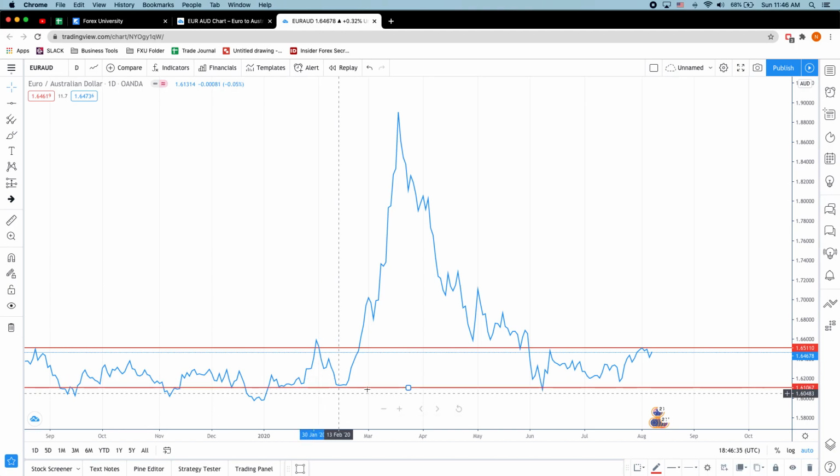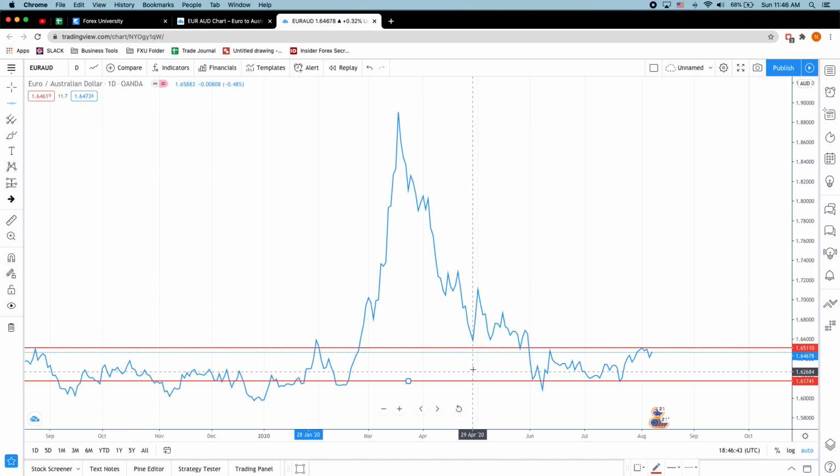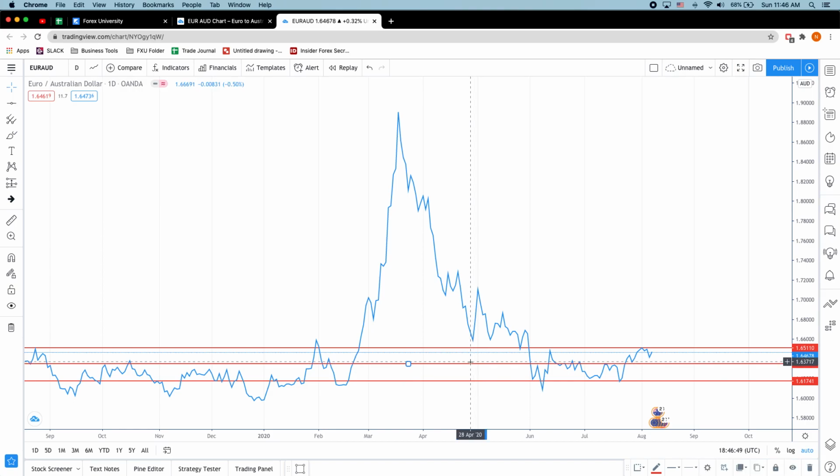So now I have a couple of bottoms. Let me go ahead and mark that up. And then we have kind of a common area right here. Okay. So I don't like to overdo it with my daily because that's a bigger time frame.